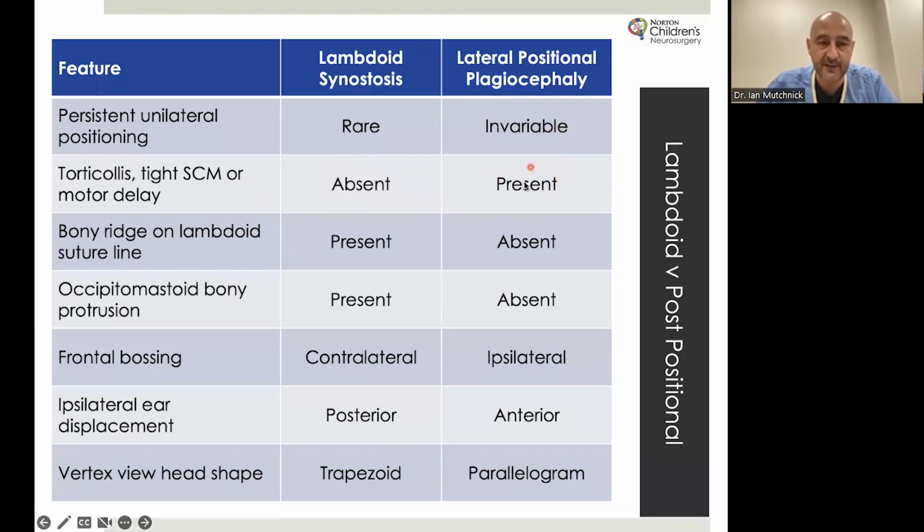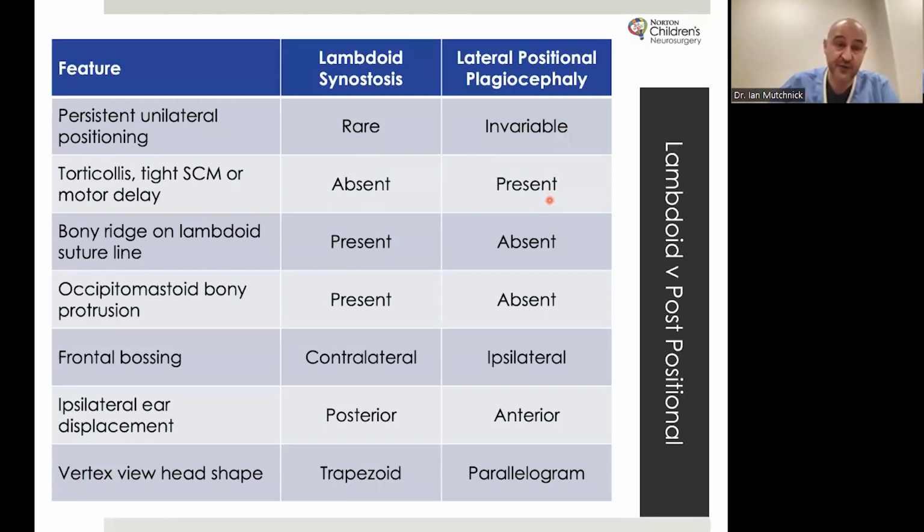But often the torticollis or a tight SCM can help, or motor delay. And it's important to recognize that plagiocephaly does not cause motor delay or any cognitive deficits. We're very sure on that. We're going to return to that a little bit later in this presentation. But it is absolutely the case that people with motor or cognitive delay are more likely to have a positional plagiocephaly.